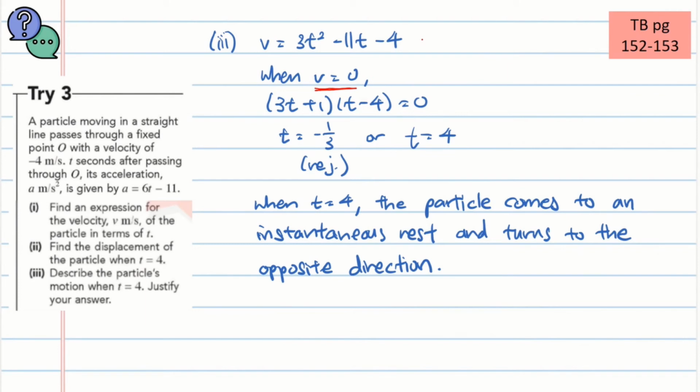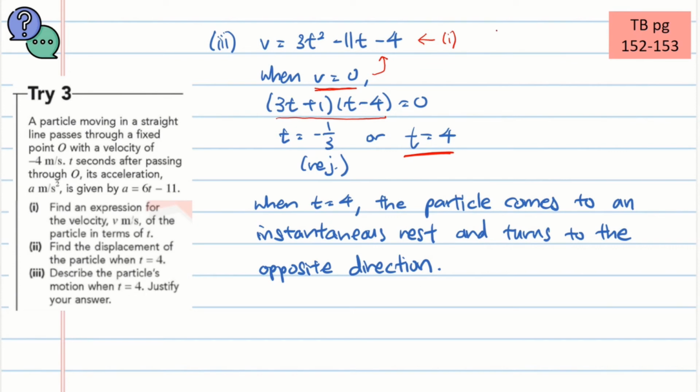Using my answer from part 1, substitute in v equals 0, and I will solve the equation by factorization. I will see that t equals negative 1/3 or t equals 4. It's not possible for time to be negative, so there is only a turn at t equals 4. In our description, the particle comes to an instantaneous rest and turns to the opposite direction when time equals 4.